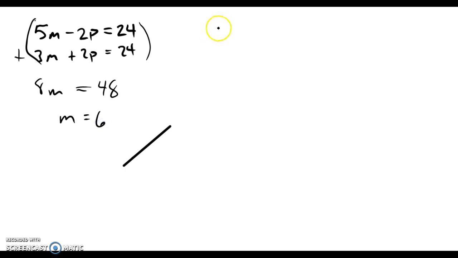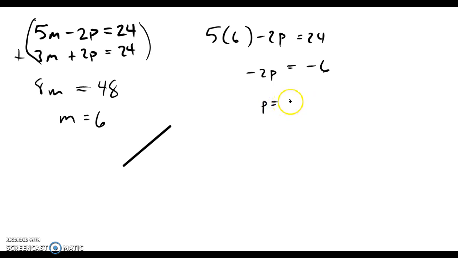And now I can substitute 6 in for m, 24, and I get 30. Subtract 30 from both sides, and you get negative 6 is equal to negative 2p, and p is 3. So the answer, where these two lines cross, is 6 and 3.